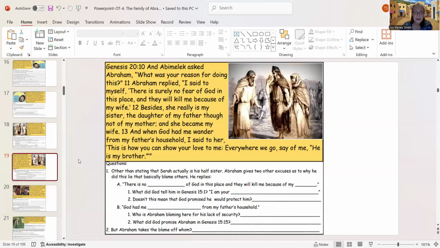Other than stating that Sarah actually is his half sister, Abraham gives two other excuses as to why he did this lie that basically blames others. He replies, A, there is no fear of God in this place, and they would surely kill me because of my wife. What did God tell him in Genesis 15:1? I am your protection and your shield, right?